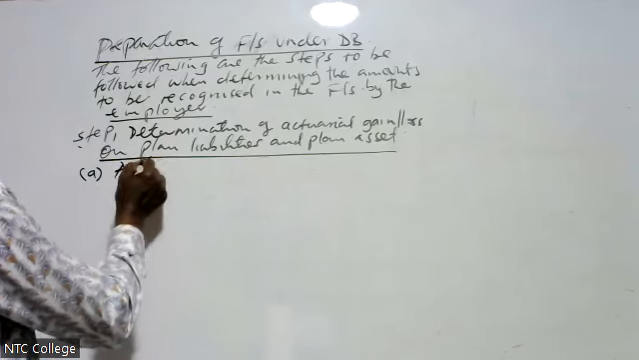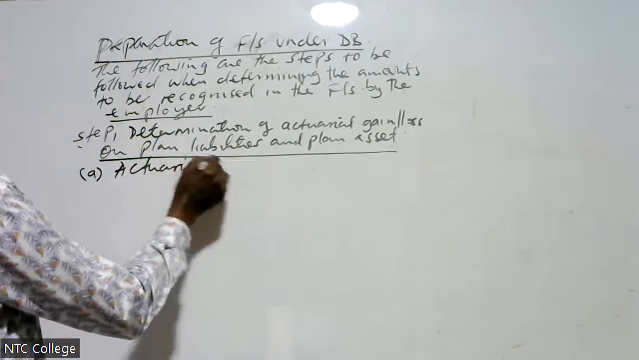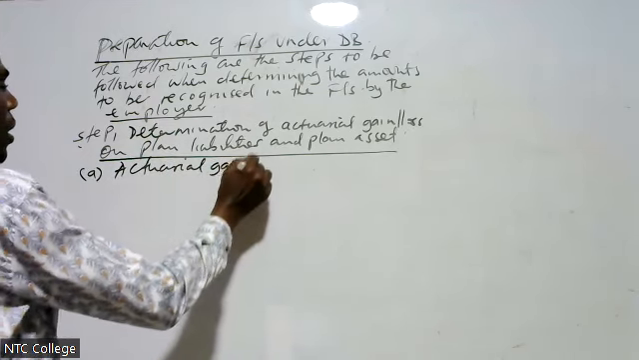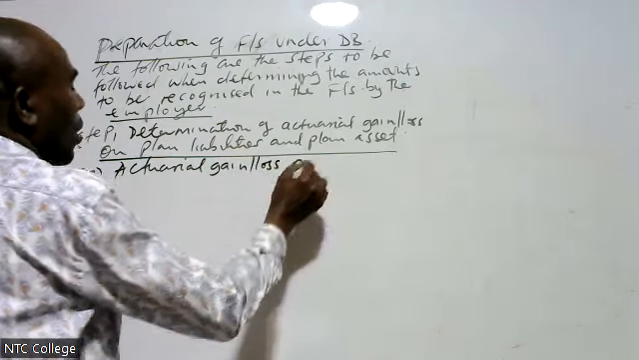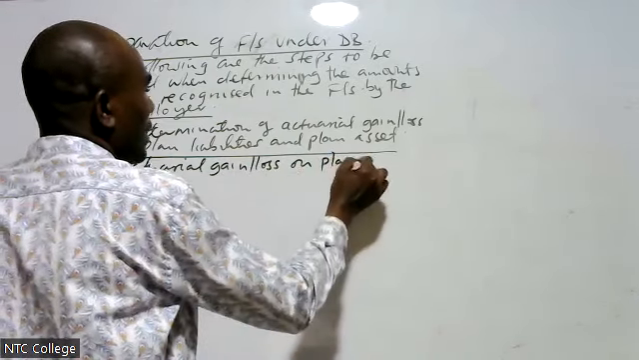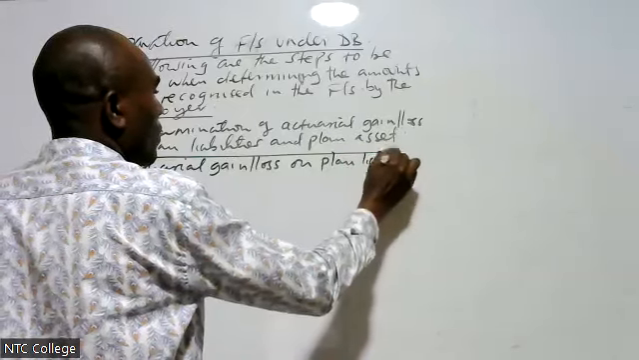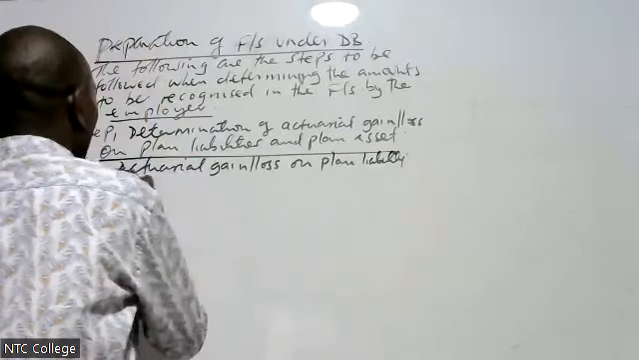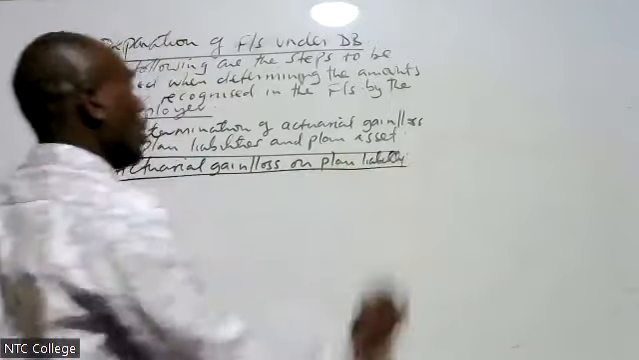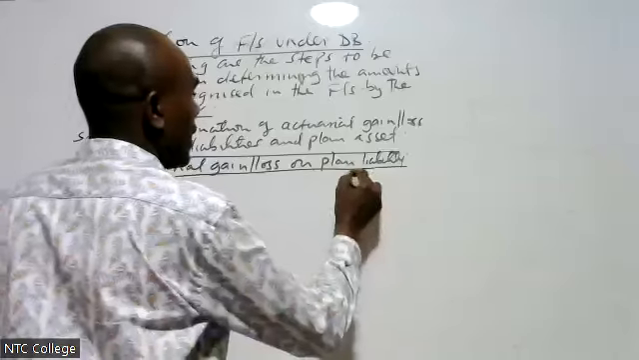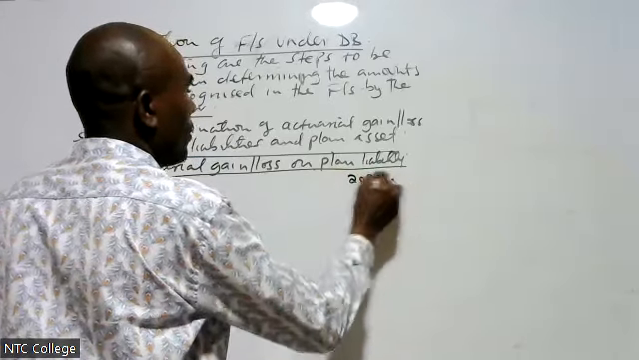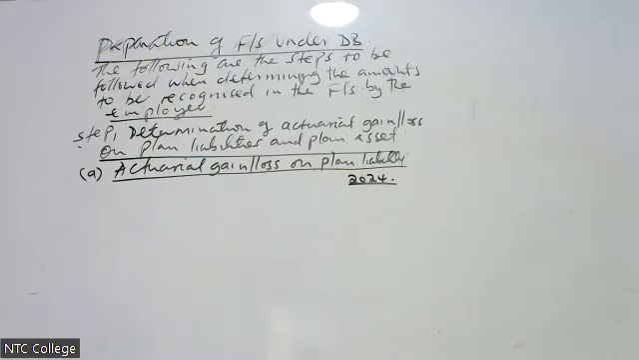Actuarial gain or loss on plan liability. Actuarial gain or loss on plan liability. Let me assume we are in year 2024. Actuarial gain or loss on plan liability.